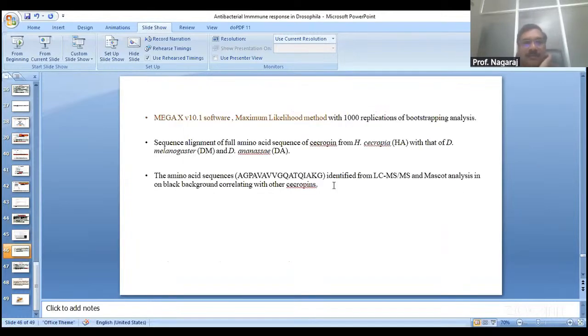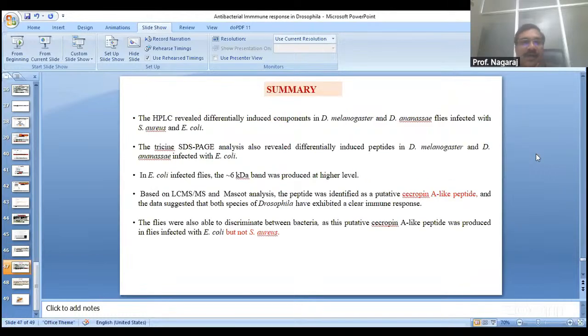So, sequence alignment: the amino acid sequence that we have identified from LCMS analysis correlates with other cecropins. And what we got here is that in E. coli infected flies, the 6 kilodalton band was produced at higher levels. LCMS data and Mascot analysis has identified this putative cecropin A-like peptide, and that suggests that both species of Drosophila have exhibited a clear immune response, no doubt.